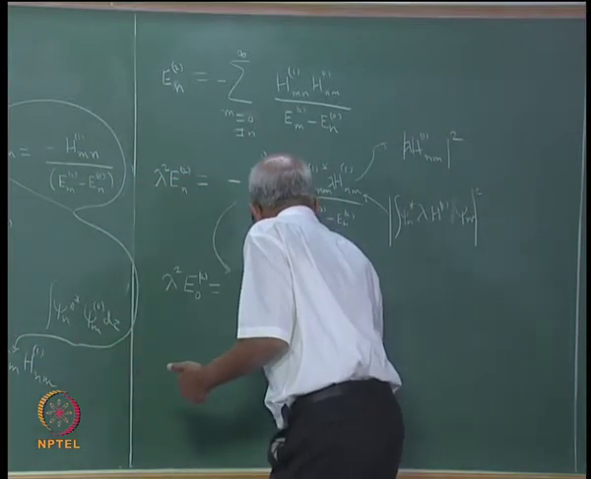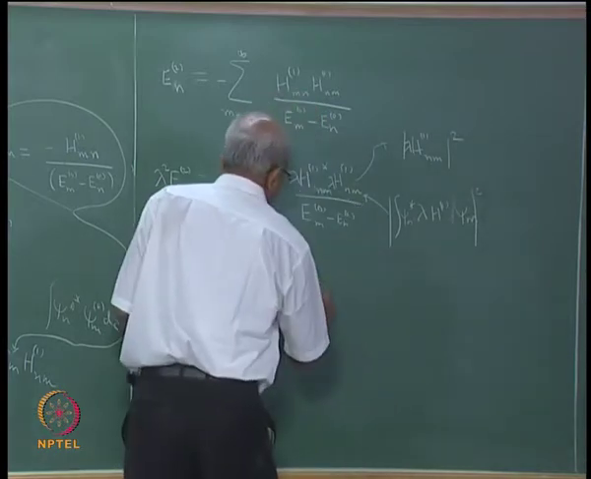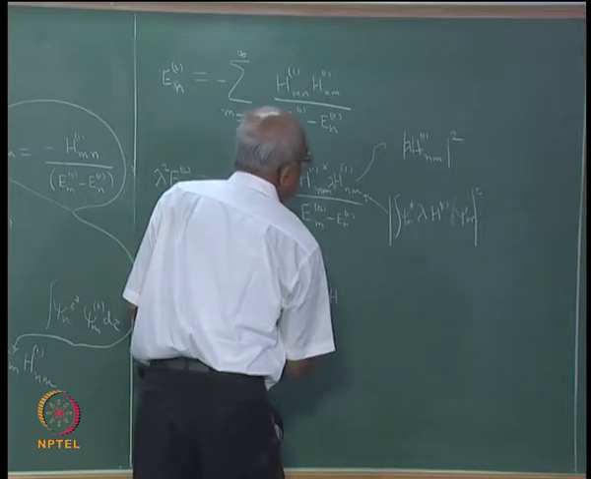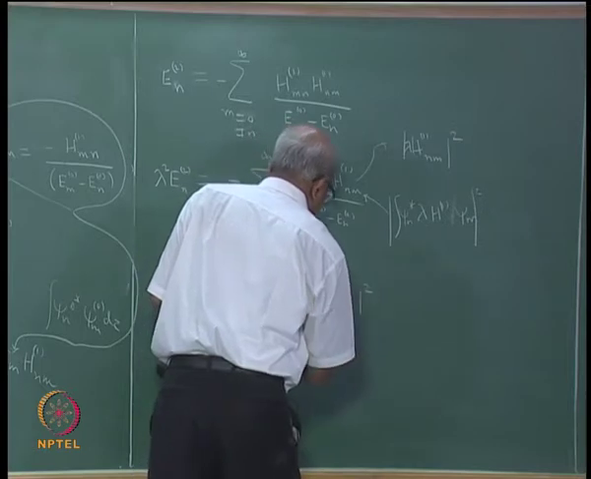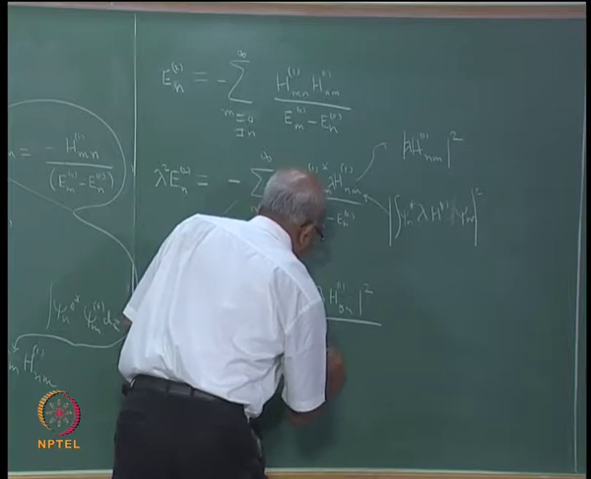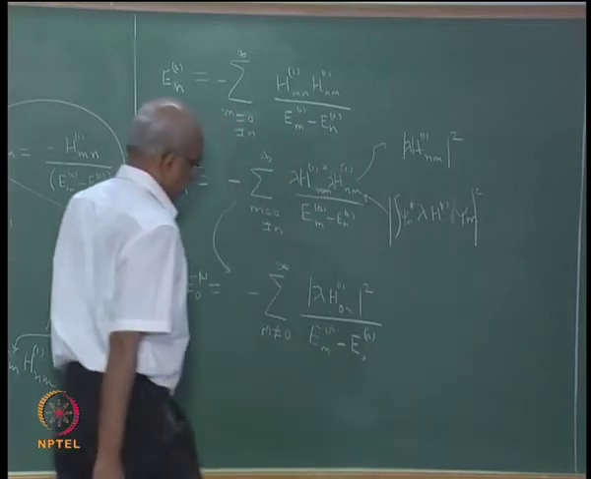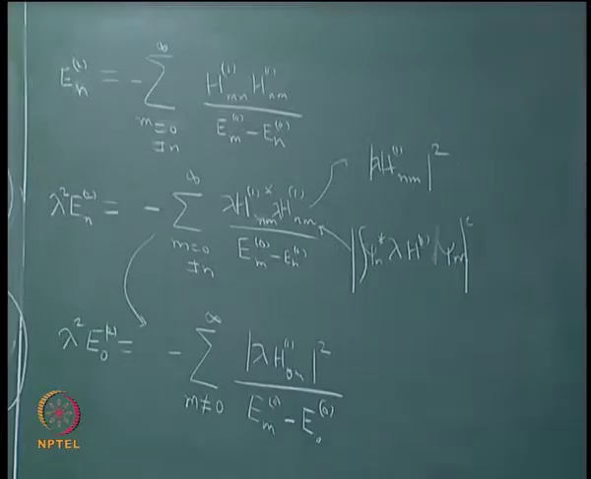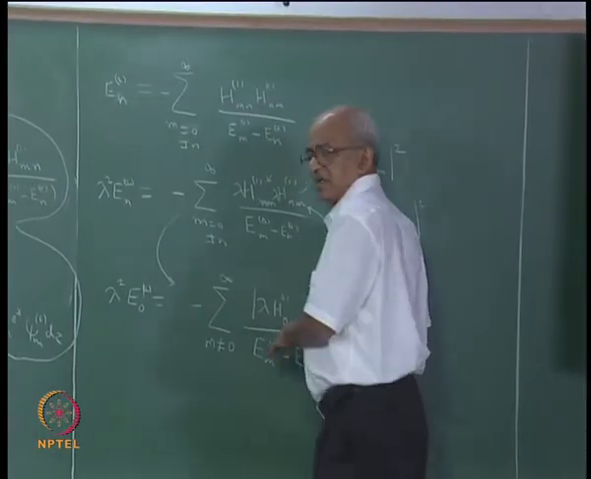So, I will have a sum over m, but m is not equal to 0, but everything else, and that is going to be lambda square, H1 nm magnitude squared, n is actually 0, divided by Em0 minus E00. This will be the expression if you are interested in the correction to the energy of the ground state, and this expression is quite interesting because this is a magnitude square that is guaranteed to be positive.